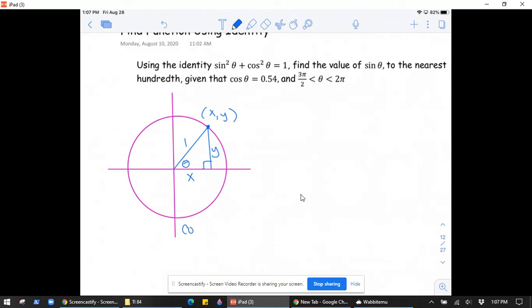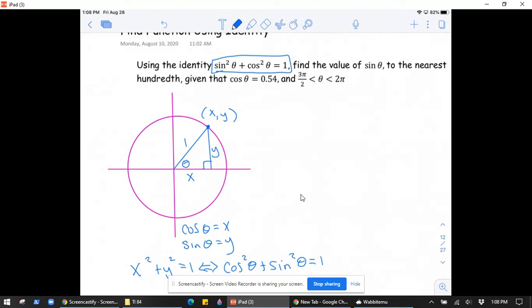But again, cosine of theta is adjacent over hypotenuse. That's just x over 1, which is x. Sine of theta is equal to y over 1, which is y. x squared plus y squared equals 1 by the Pythagorean theorem. But of course, that's just saying the same thing as, since x is cosine of theta, cosine squared of theta plus sine squared of theta is equal to 1. That's where this identity comes from.